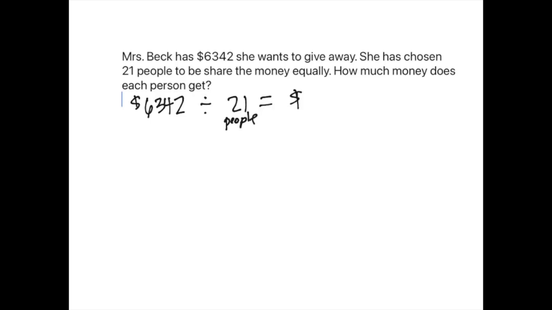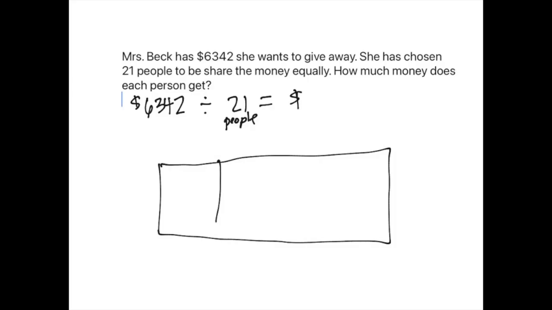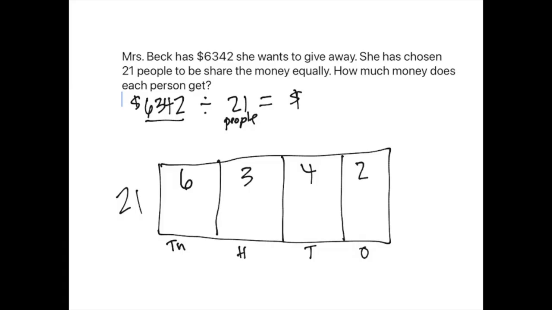Okay, so we're going to make a box, and we are going to put 4 boxes here, because each one is going to represent a place value. So this is going to be the thousands place, hundreds place, tens place, and ones place. And we're going to split up this number by the place value. So the 6 is going to go in the thousands place, the 3 in the hundreds, the 4 in the tens, and the 2 in the ones. And then on the outside, we're going to put our divisor, our 21, as what we're dividing up.